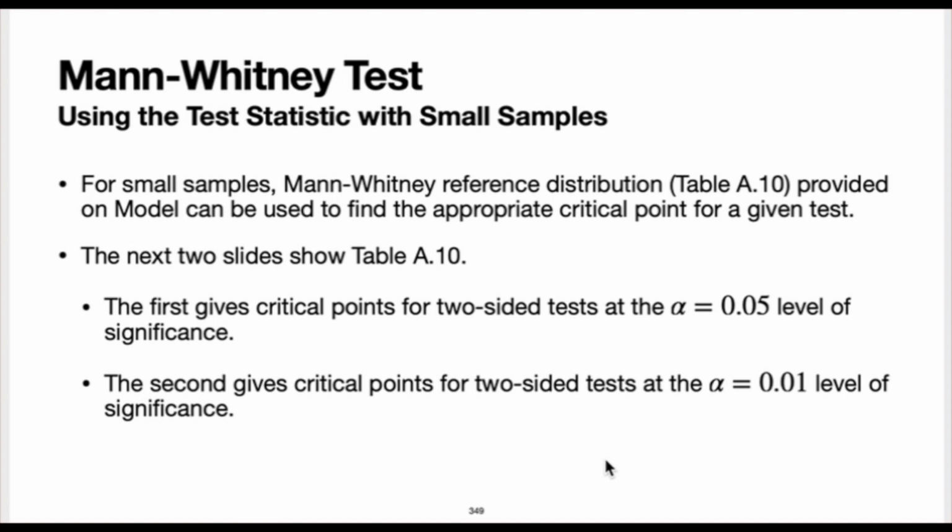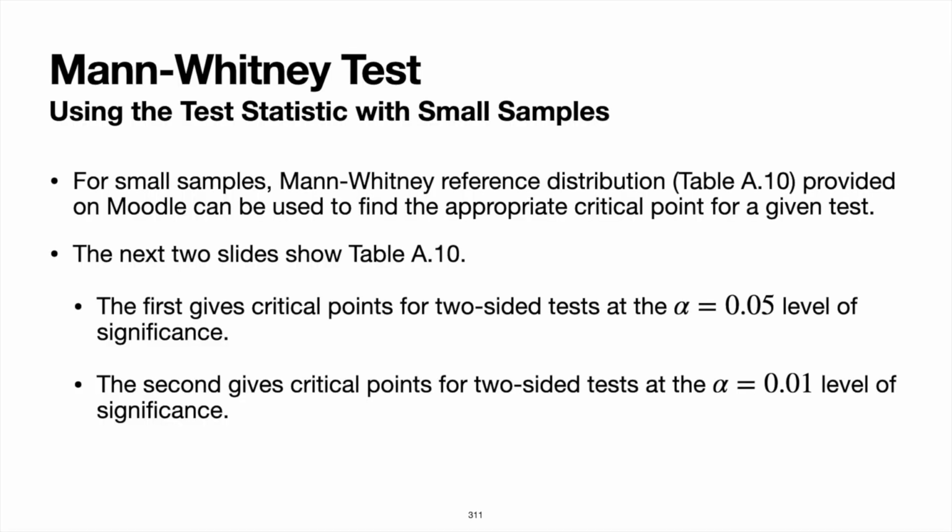For small samples, the Mann-Whitney reference distribution is provided on Moodle, and can be used to find the appropriate critical point for a given test. The table is labeled A10, and the next two slides show table A10. There are 2 pages for this table.